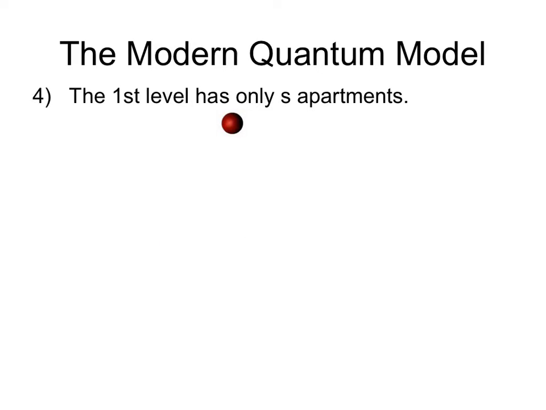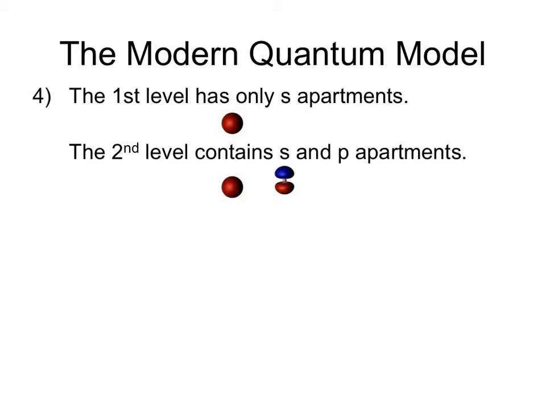Okay, so the first level has only S apartments, and it's only one S apartment, which is why you go 1s2, and then you immediately go into 2s. Okay? The second level contains your S and P apartments. So here we had the 1s2, this is the 2s2, and the 2p6. Sorry, my marker is not working. And then you continue up.